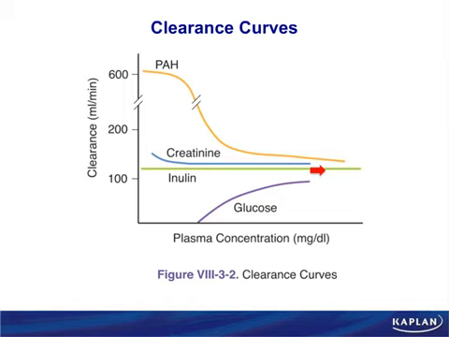So therefore, the clearance of inulin never changes. It's constant. The clearance of inulin is 20% of the renal plasma flow. That 20% is a constant value. That 20% never changes.